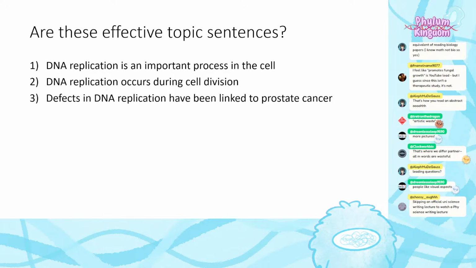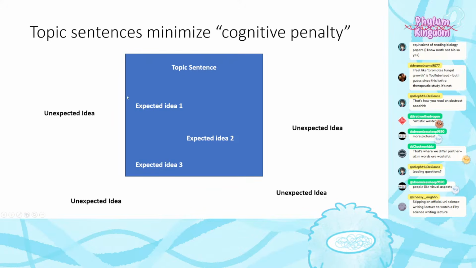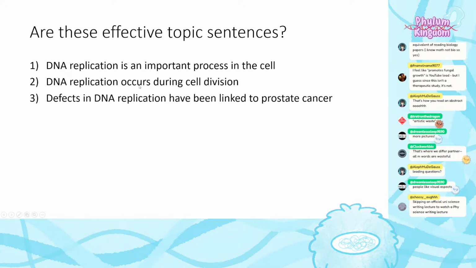So I'm going to show you these topic sentences, and then you're going to tell me whether or not these are effective topic sentences, whether or not this bounding box is sufficiently small for you to make good predictions as to what's coming next, right? So I'll read these out loud, and then I'll take a sip of my tea. So the first topic sentence is: DNA replication is an important process in the cell. So that's one topic sentence. Here's another one: DNA replication occurs during cell division. And then: defects in DNA replication have been linked to prostate cancer.